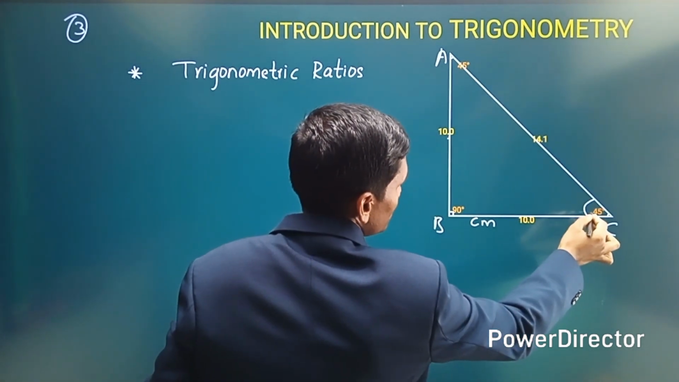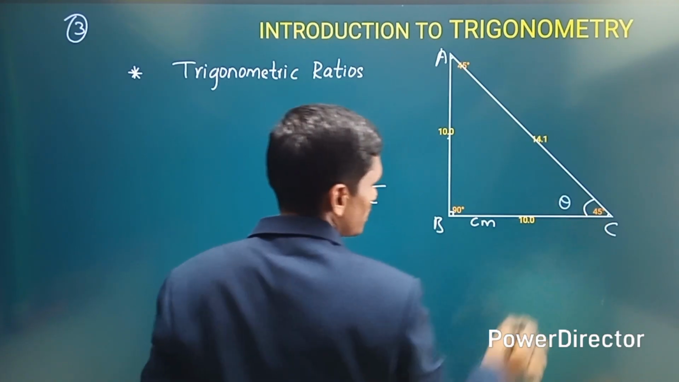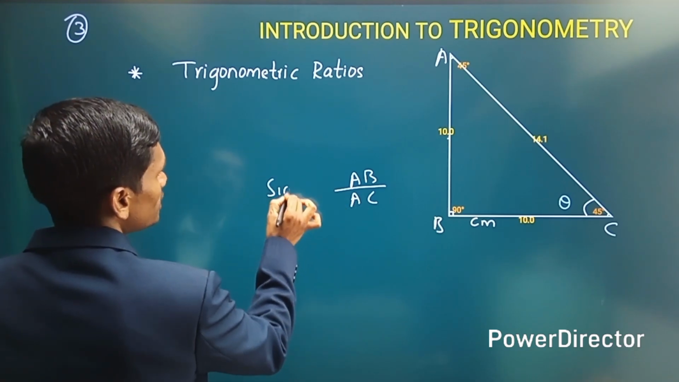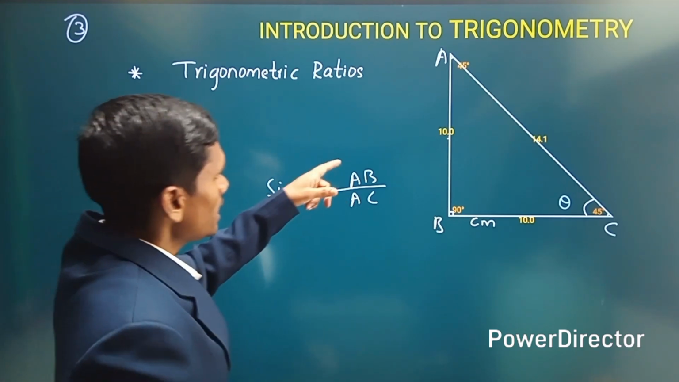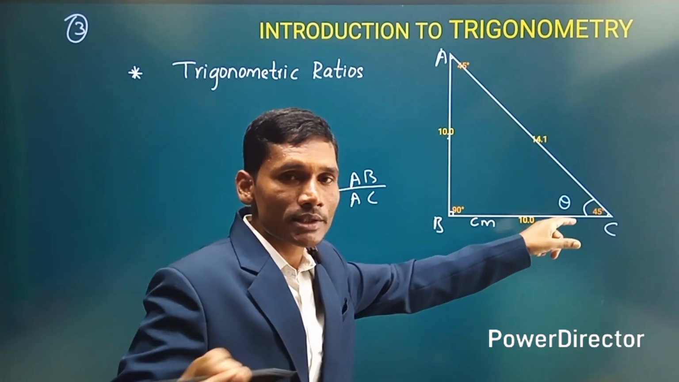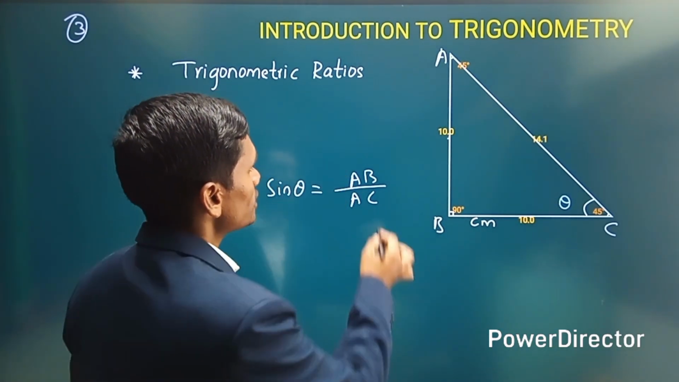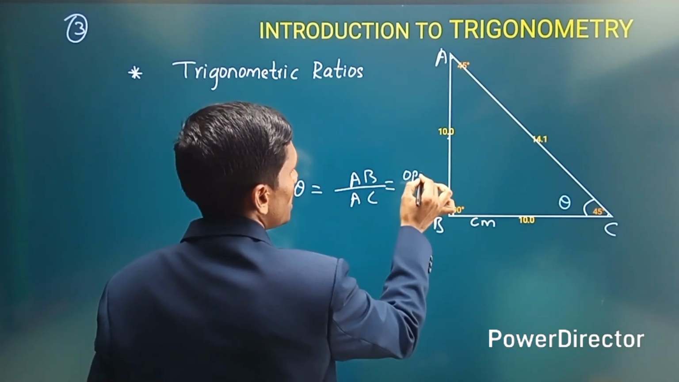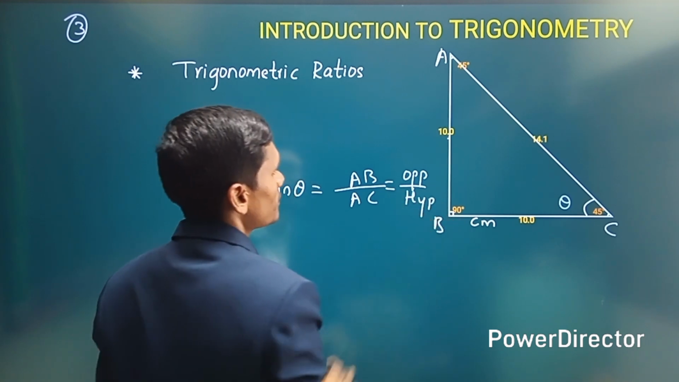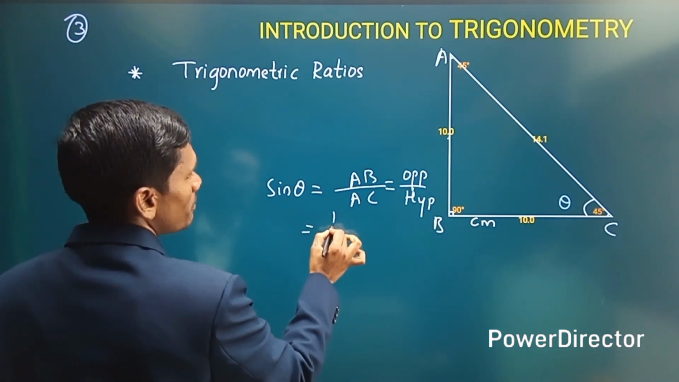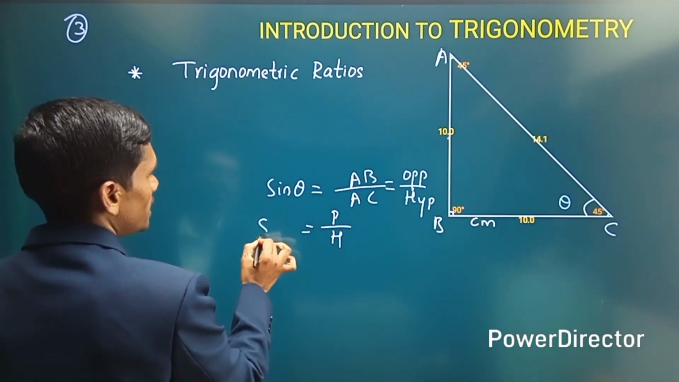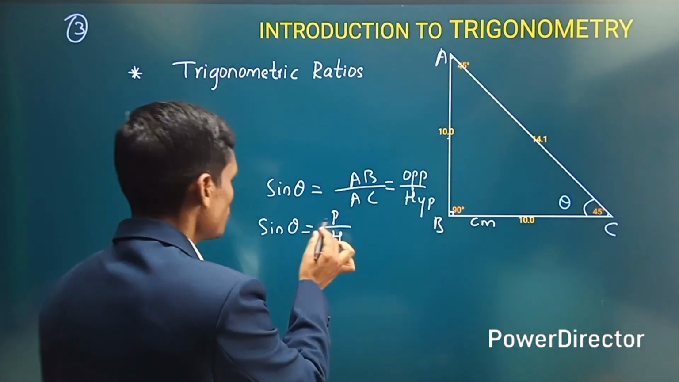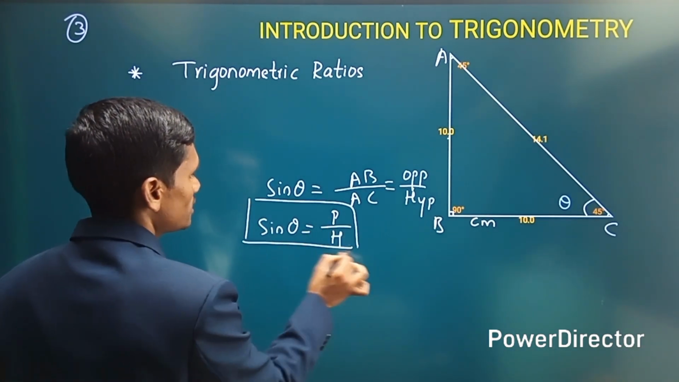Say for example, if angle C is theta, then we can say sine theta is equal to AB upon AC. This angle is exactly equal to the ratio of these two sides, that is, opposite upon hypotenuse. Otherwise, we can also call this perpendicular divided by hypotenuse. So sine theta is one trigonometric ratio, one ratio related to one angle. We call this sine theta.